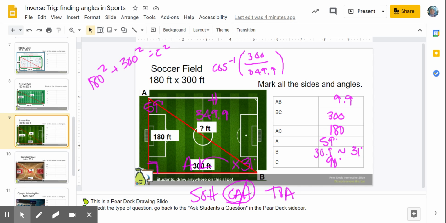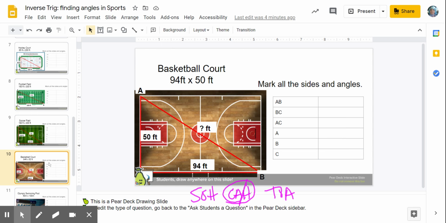Can you read that? Correct. You're welcome. So what are we going to do for the basketball court?